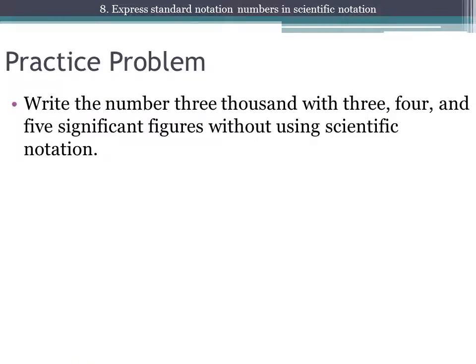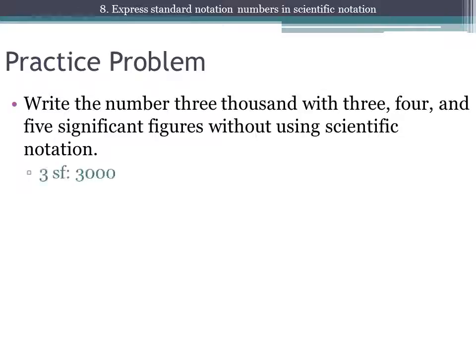Here's a slightly different example. We're asked to write the number 3,000 with 3, 4, and 5 significant figures without using scientific notation. The next 2 examples are really going to show you how scientific notation can make it easier to work with sig figs in some certain situations.